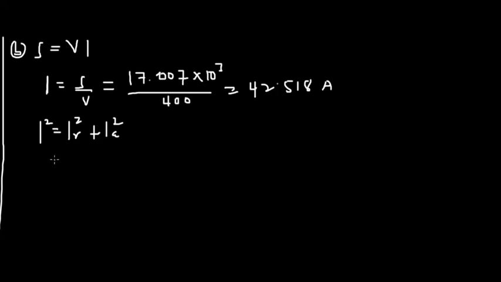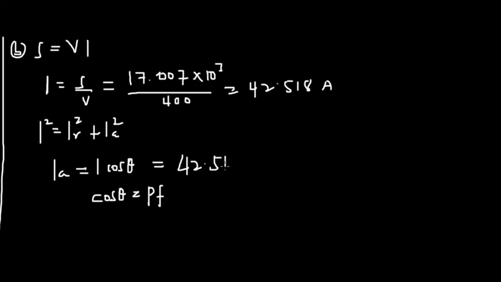So now let's proceed. Now we know that IA is equal to the main current times cos theta. And cos theta should be equal to the power factor. So from here you could just find out our apparent current. Our apparent current will be equal to our main current, 42.518, multiplied by our power factor, because you know that cos theta is the same as the power factor.